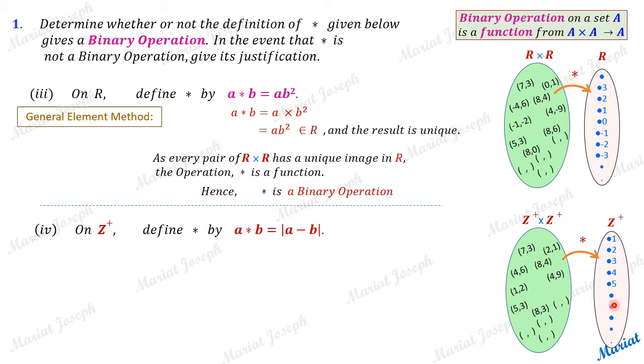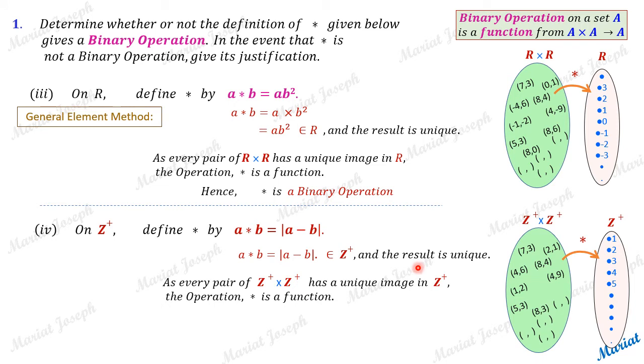4 will be positive. So if you go for 4, 6, first is 4, second is 6. So first minus second, 4 minus 6 is minus 2. But you are taking a modulus. Because of that, you will be getting the result as a positive number. 4 minus 6 modulus is 2. The image of 4, 6 will be 2. A unique answer for every pair. So, for every A and B, modulus of A minus B is defined to be a positive number. It will belong to the positive integers and the result is unique. Hence, this rule is also a function. And if it is a function, it's a binary operation.